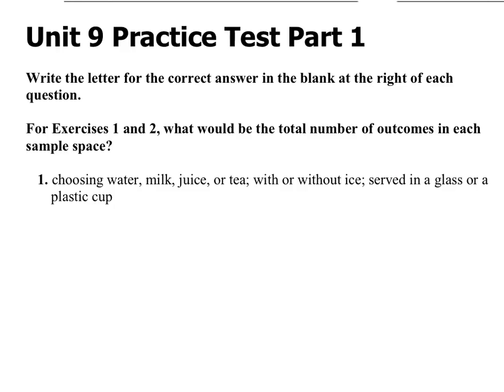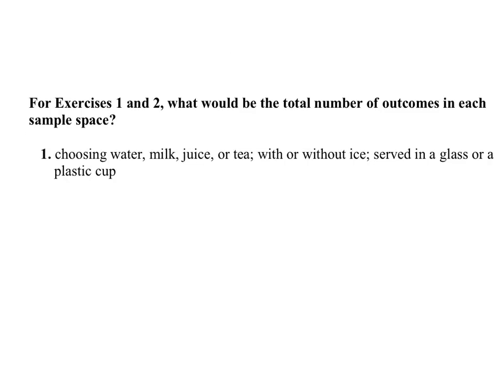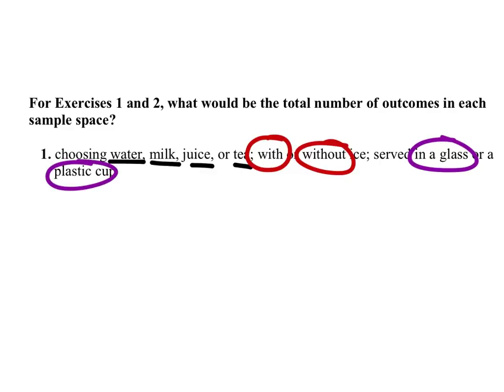This is the Unit 9 practice test, the first part. We'll go through these and notice on this first part it just wants us to figure out how many outcomes there are. We don't need to figure out any probabilities specifically. Alright, this has to do with compound probabilities, kind of. For example, if you're choosing, we got a drink first. You got water, milk, juice, or tea. And you can either get with ice or without ice. And then you can get it in a glass or plastic cup. Okay?